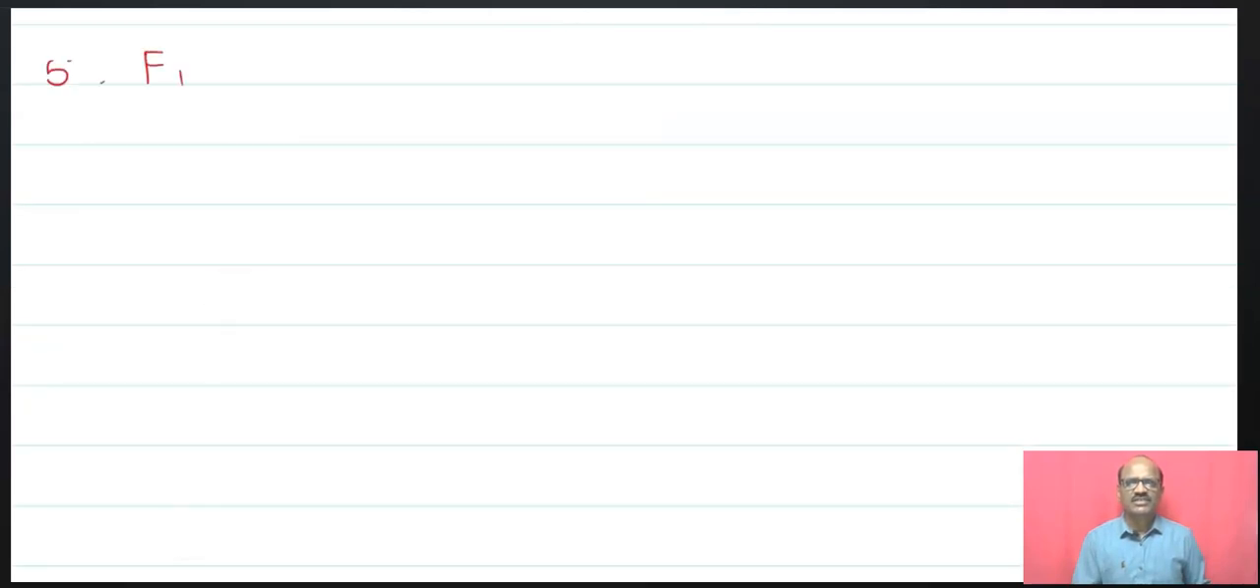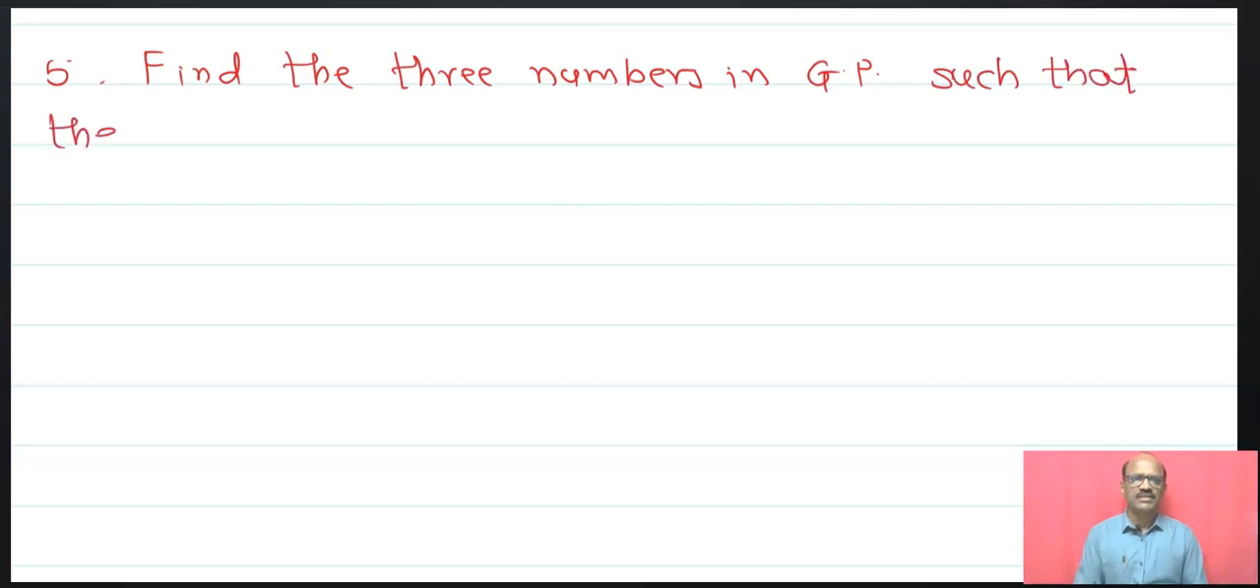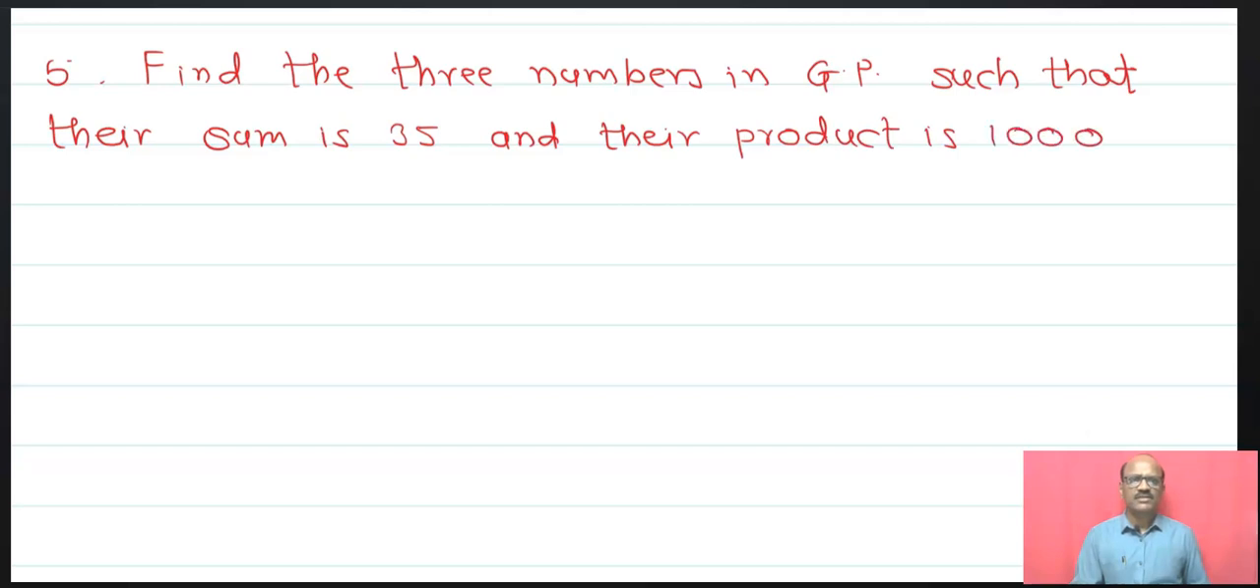Now, next question, that is question number 5. Find the three numbers in GP such that their sum is 35 and their product is 1000.